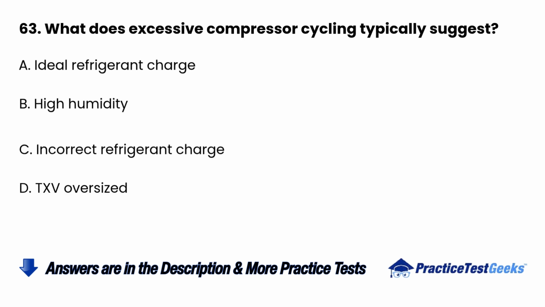63. What does excessive compressor cycling typically suggest? A. Ideal refrigerant charge. B. High humidity. C. Incorrect refrigerant charge. D. TXV oversized.